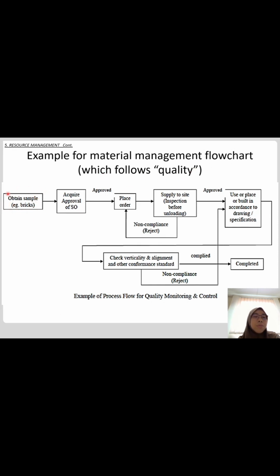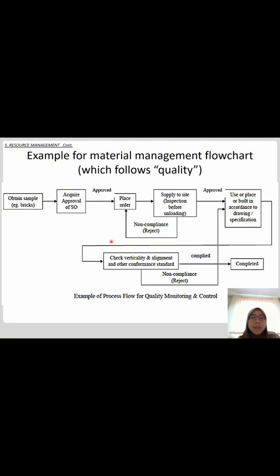First, we obtain the sample and acquire approval, and after it has been approved, the order will be placed and supplied to site. And inspection will be done before unloading. If it is not compliant, the sample will be rejected, the material will be rejected, and the order will be placed again. Okay. After the order is supplied to site and inspection is okay and approved, it will be used or built in accordance with the drawing specification.